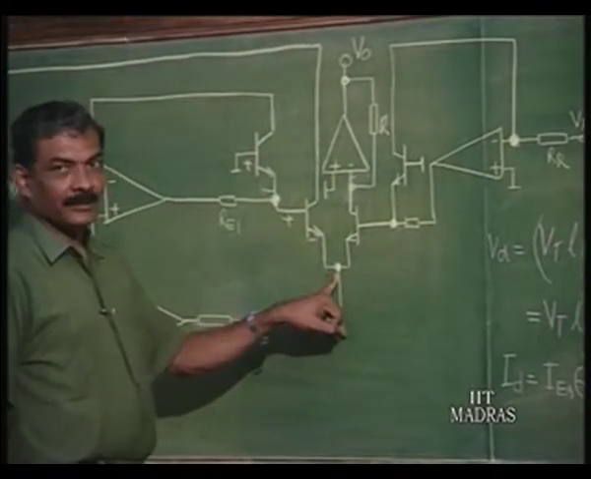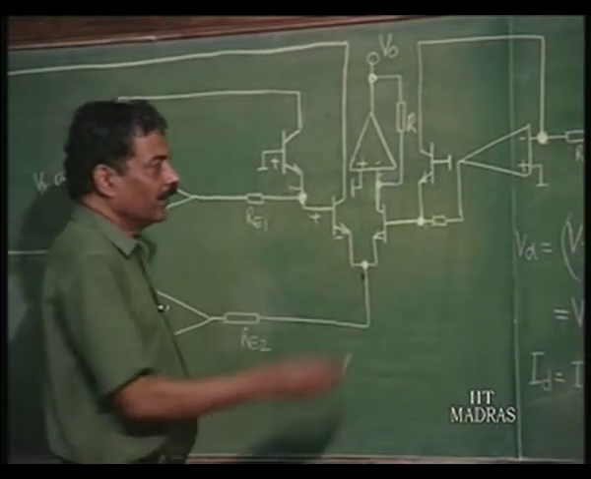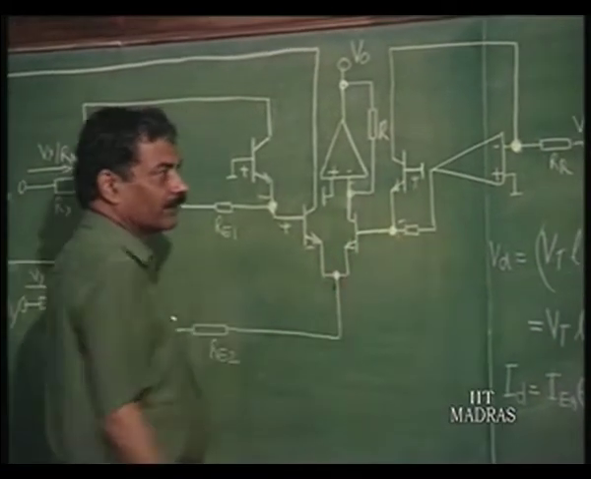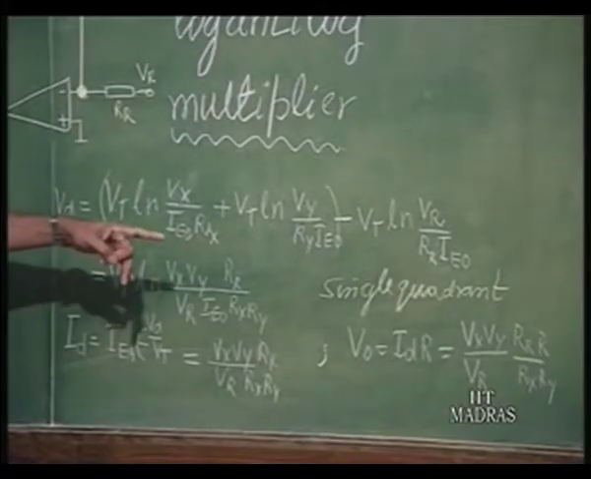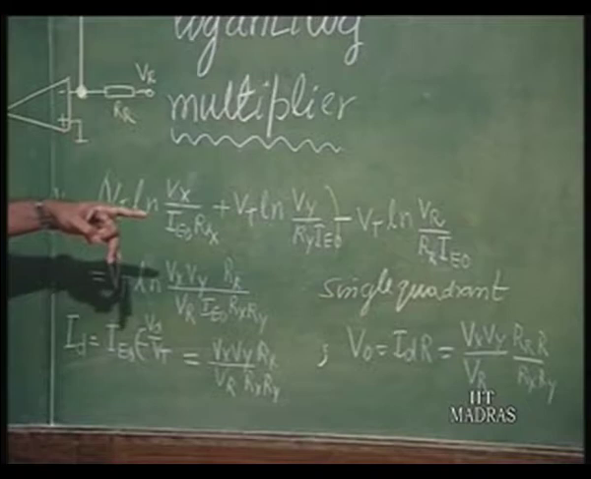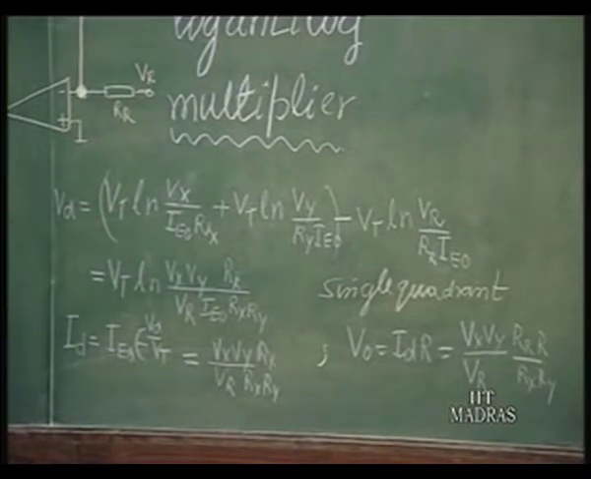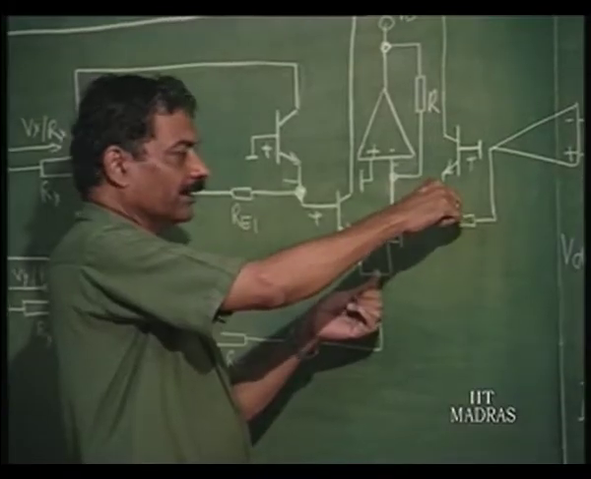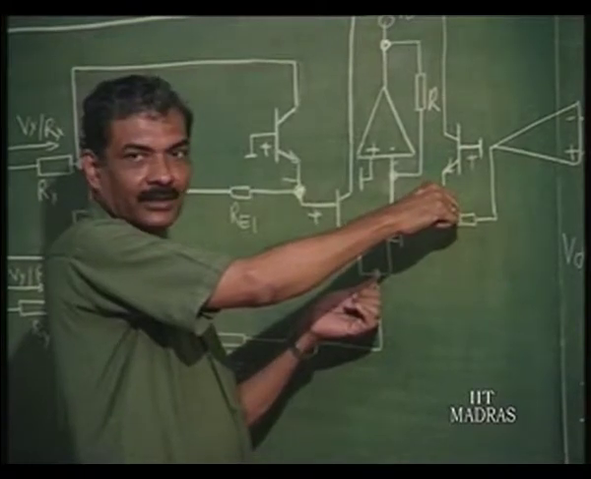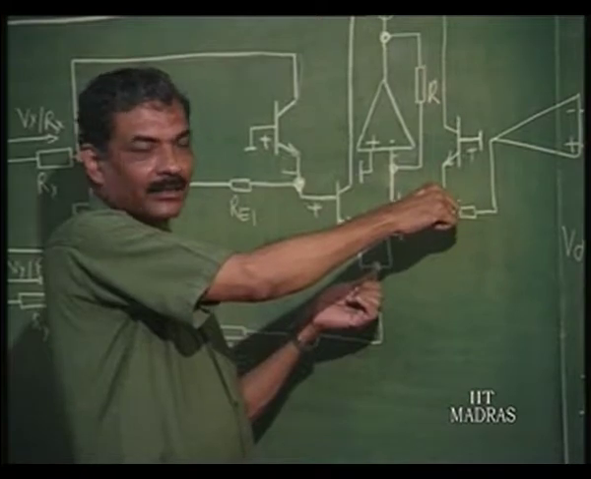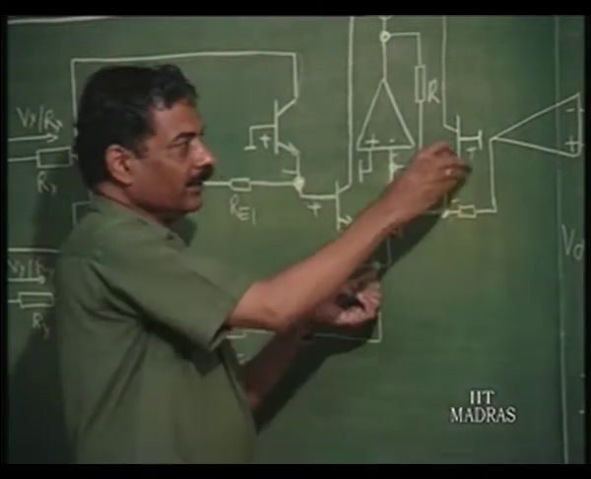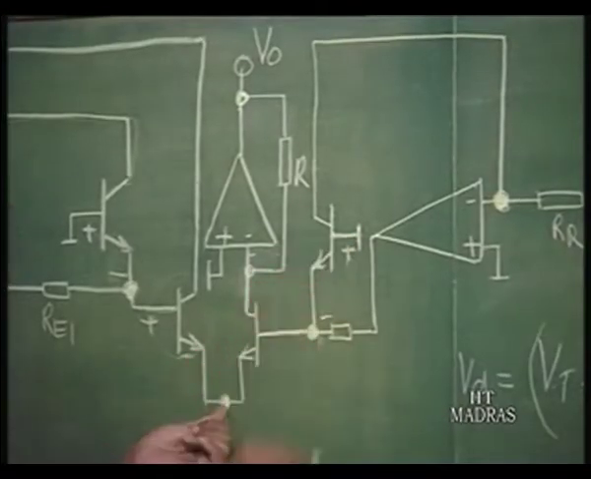Then I have to subtract from this another voltage, which is minus V t log V r by R r I E naught. Or what I can do is arrange for these two voltages to be the difference voltages, both negative, and apply that as the diode voltage. So, this also I generate with respect to ground.